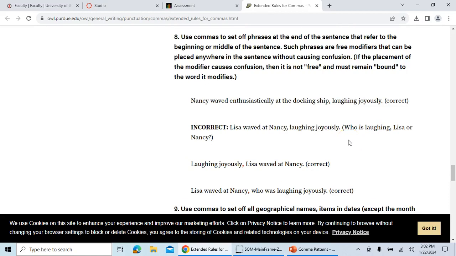Use commas to set off phrases at the end of a sentence that refer to the beginning or middle of the sentence. You're doing this because if you don't have the comma there, it can make it confusing as to what you're modifying. So: Nancy waved enthusiastically at the docking ship, laughing joyously. We have this comma here after ship because otherwise the ship is laughing joyously. But we know that the ship isn't laughing, Nancy's laughing. So the comma indicates that this goes with the beginning of the sentence, not with docking ship.